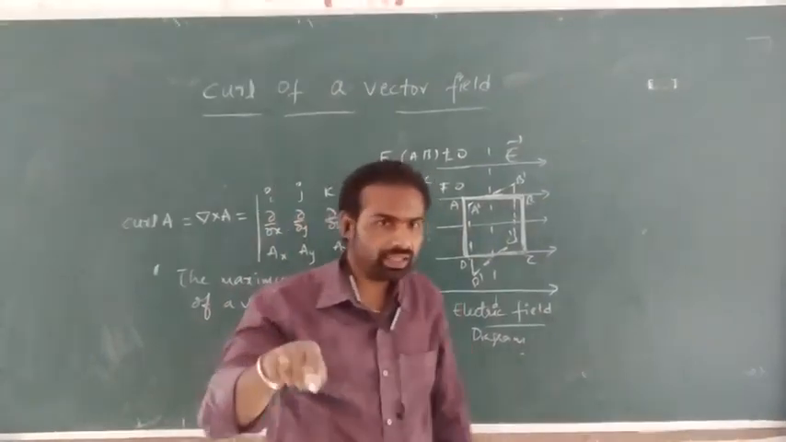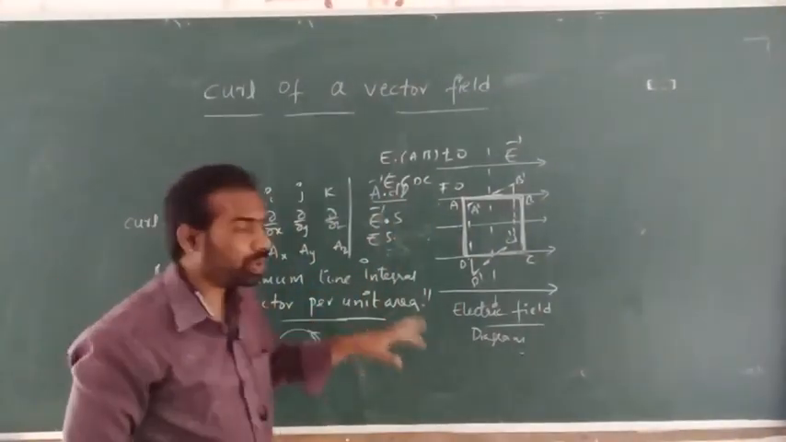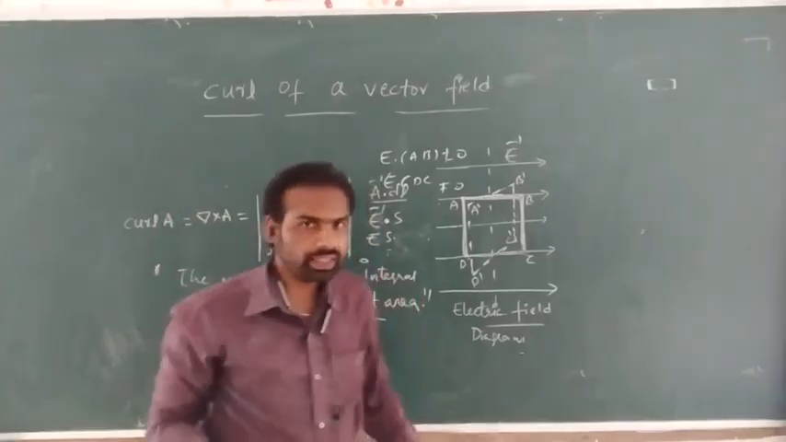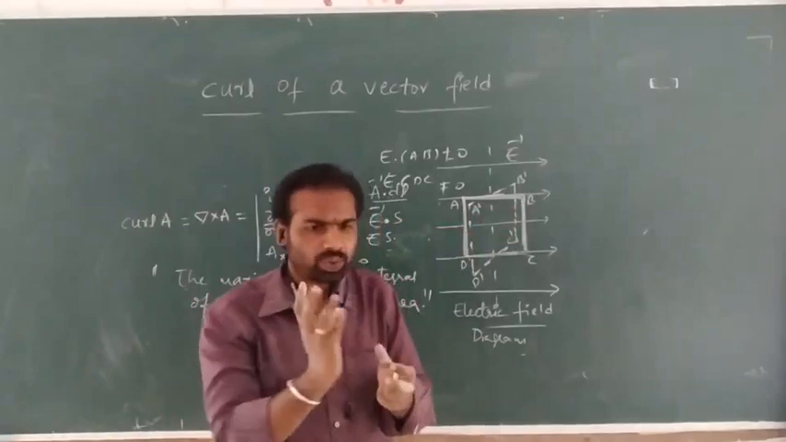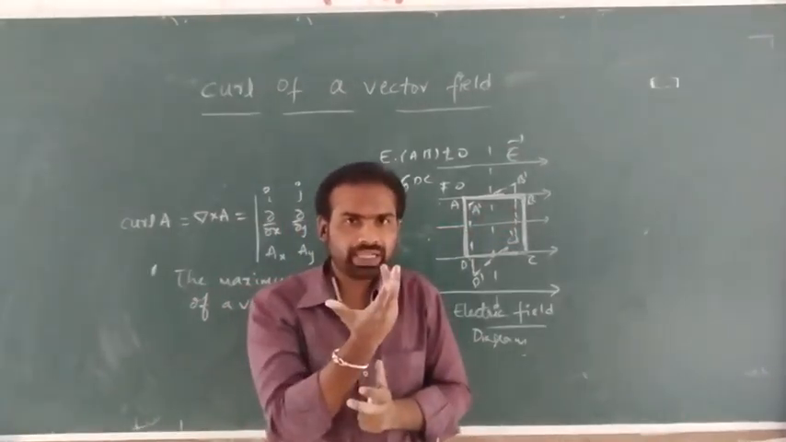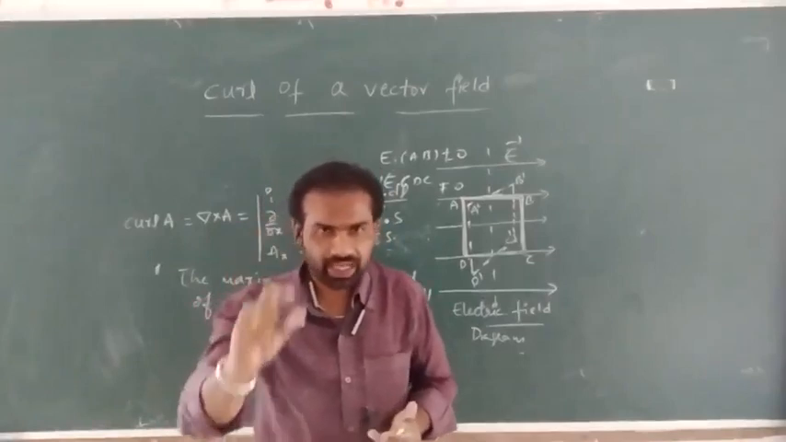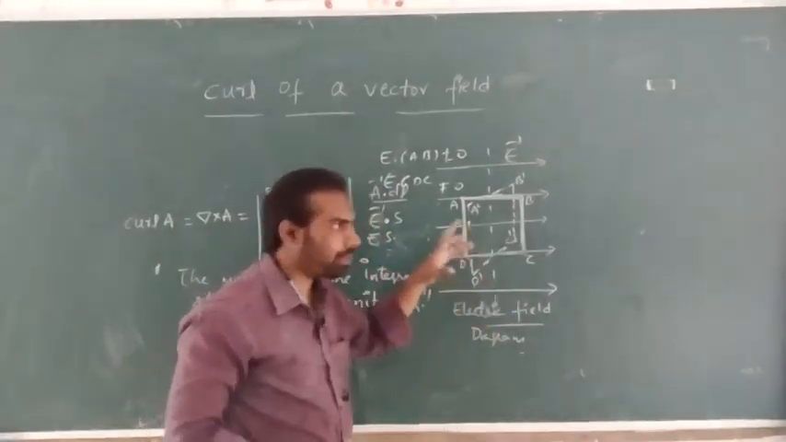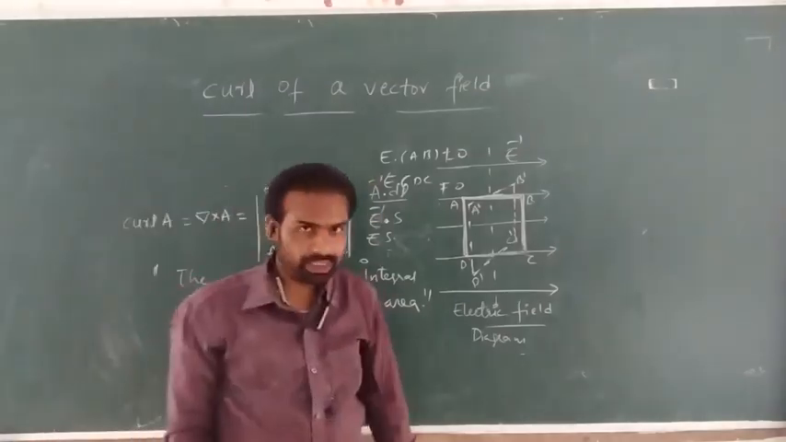So what is curl? Curl is nothing but the maximum line integral of a vector per unit area. Is it clear? Like this, if any object is rotating at a particular orientation, you will get a maximum value. That maximum line integral per unit area is nothing but the curl of a vector field.